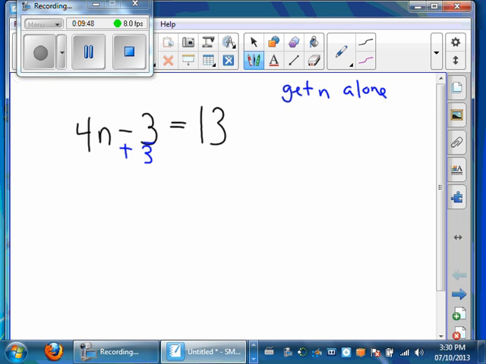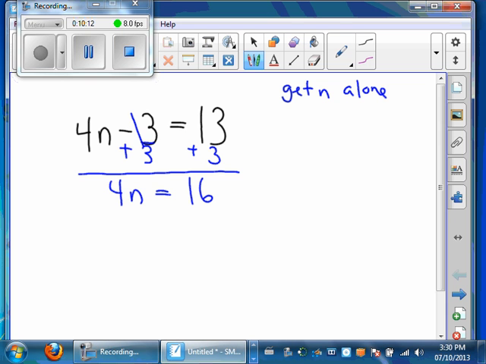Our equation is now out of balance. We must also add 3 here. So good, now we have canceled that out. That's a zero pair. Minus 3 and plus 3 are going to be 0. So now what we're left with is 4n has to equal, well, 13 plus 3 is 16.